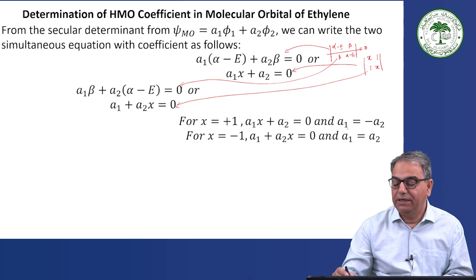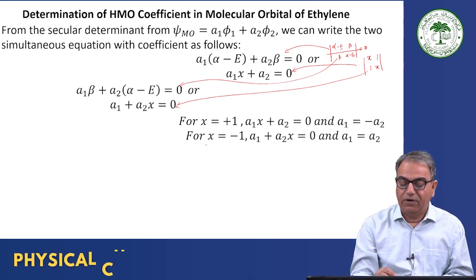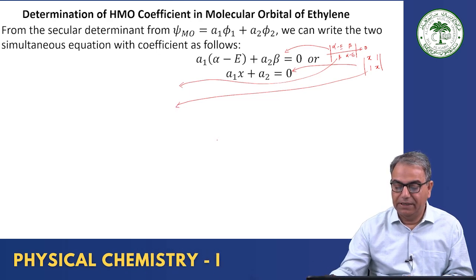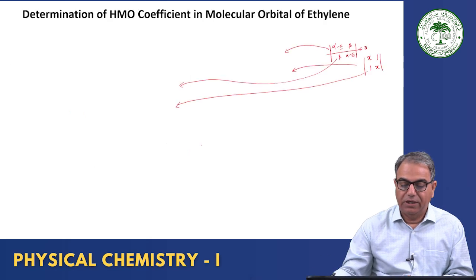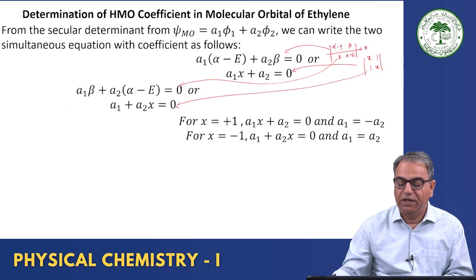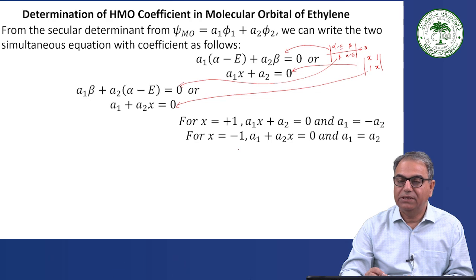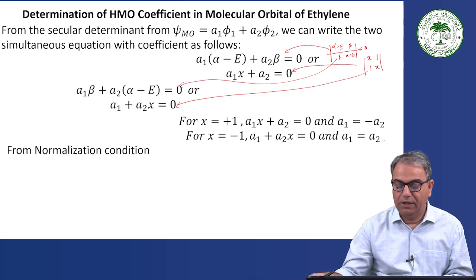What you can write? Then A1 is equal to minus A2 if x is plus 1, because x we have determined as plus minus 1, remember. So, for x equal to plus 1, A1 plus A2 is equal to 0, so A1 is equal to minus A2, and for x equal to minus 1, you can write A1 plus A2 x, so it will be A1 is equal to A2. What does it mean? A1 is equal to plus minus A2.